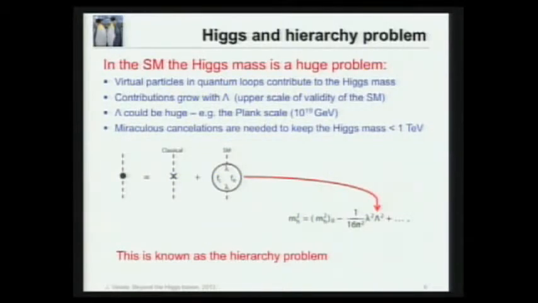But for this to be possible, we have to do what we call fine-tuning. That is to adjust the parameters of nature, the parameters of the model and of the theory, these lambdas and so on, such that this cancellation occurs. And these miraculous cancellations are therefore needed to keep the X mass below 1 TeV. So this is known as the hierarchy problem. We need these miraculous cancellations, and we are not very happy with this. So what we would like would be a natural explanation for the fact that the Higgs mass is small, something that cancels these terms naturally. I will come back to that later.